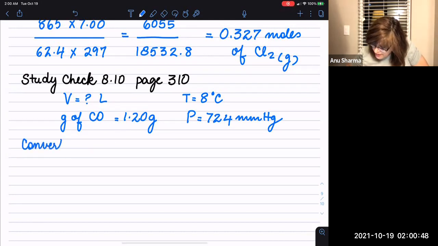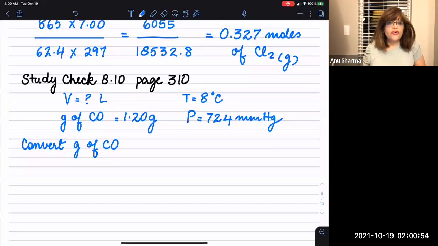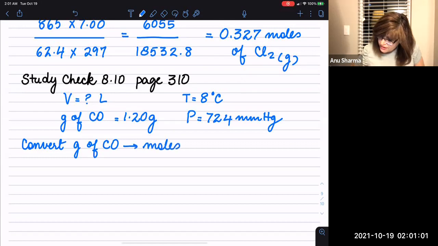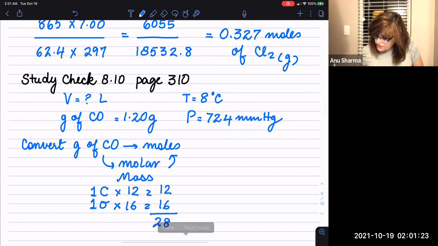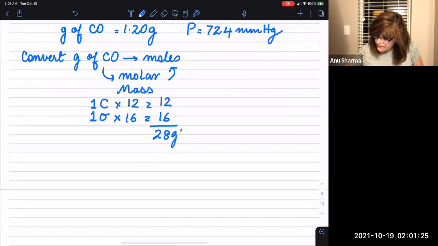Convert the grams of, I keep saying CO2, I'm sorry, it's carbon monoxide, grams of carbon monoxide to moles. And we are going to need the molar mass of CO. There's only one carbon, there's only one oxygen. Carbon is 12, oxygen is 16, and 12 plus 16 is 28 grams per mole.